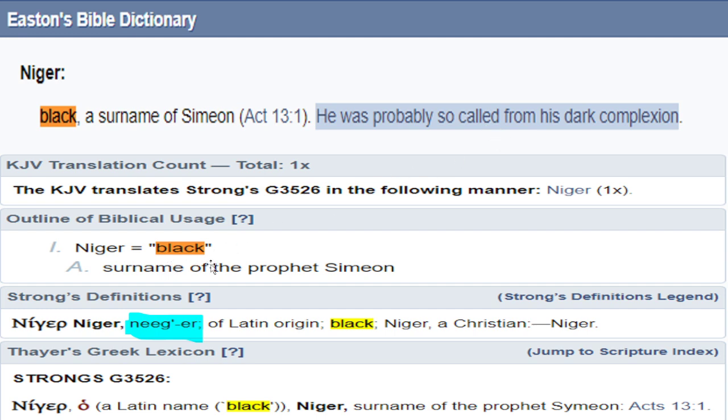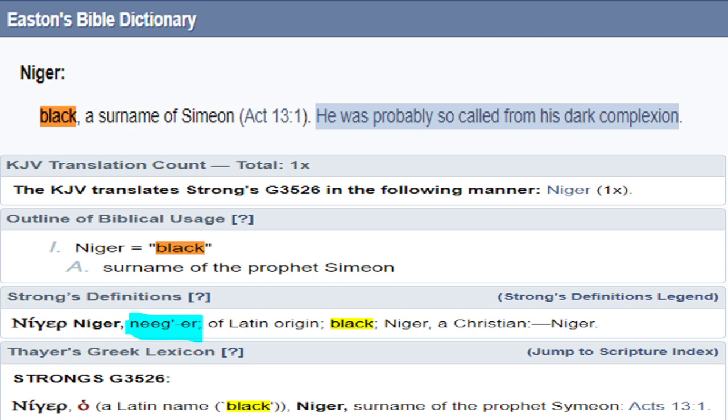Niger equals black, surname of the prophet Simon. Niger. Now, really, once again, it's the N-word. Look, Strong's definition. Ni-ger. Got to say that the right way because of YouTube, right? Of Latin origin, black. Surname of the prophet Simon, right?